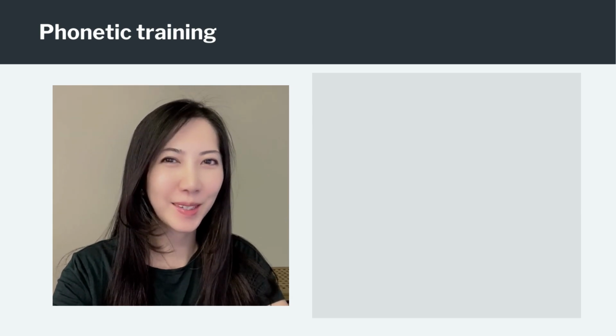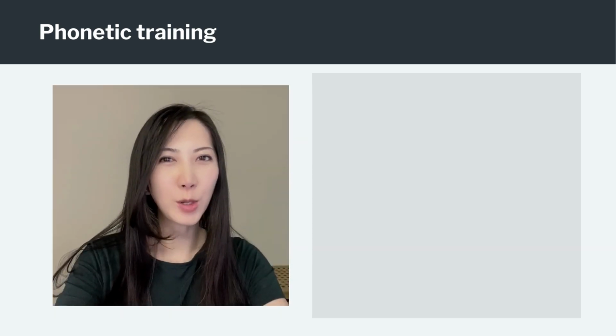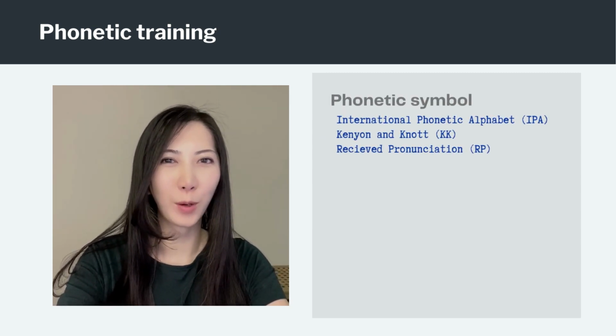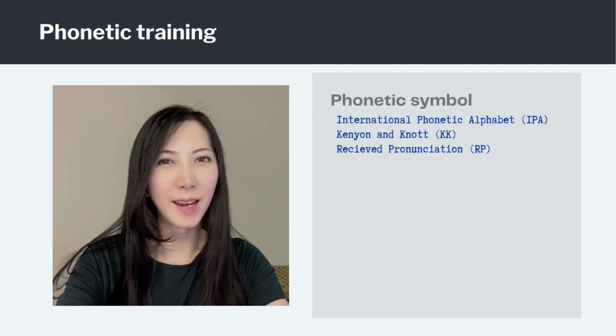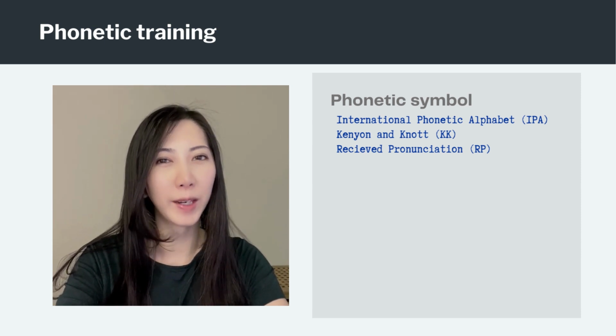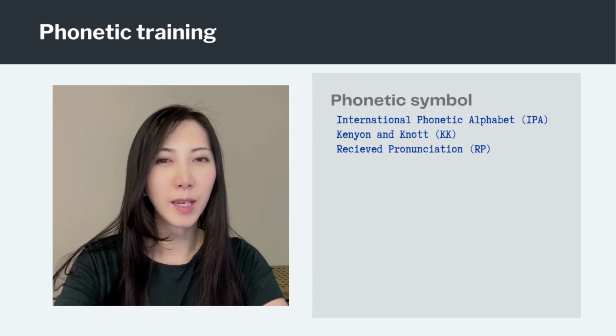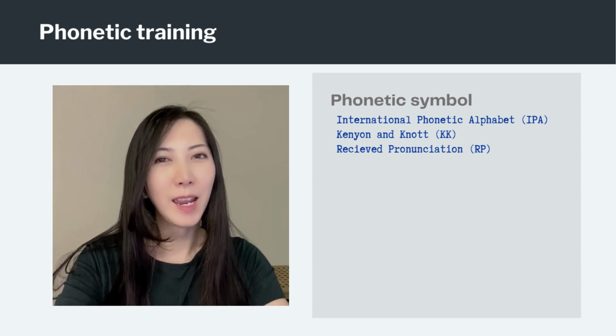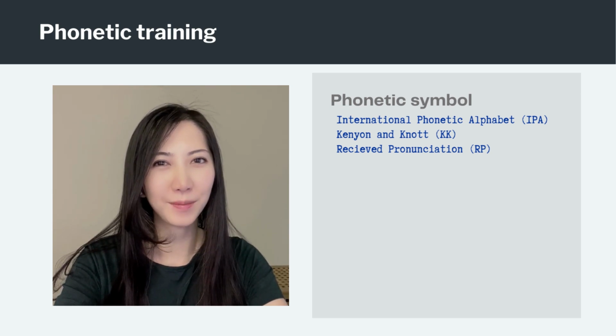Here are some tips. Start by choosing a phonetic symbol system that you want to work with. Those interested in American English commonly work with IPA or KK phonetics. Those interested in British English can choose RP, which is regarded as the standard. In the description, we'll provide some supplementary links on each of the systems.